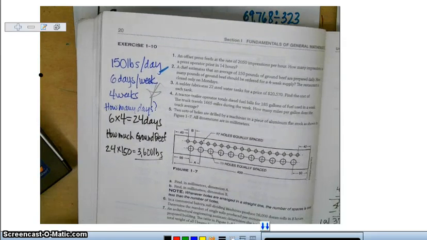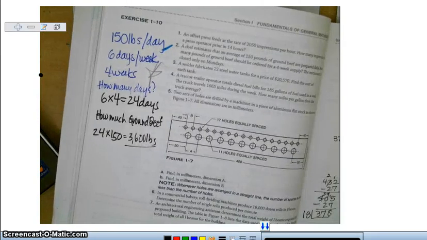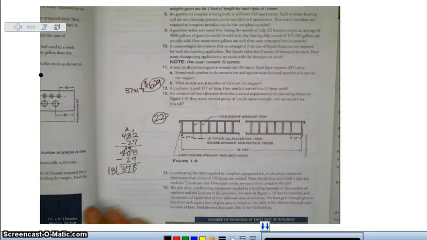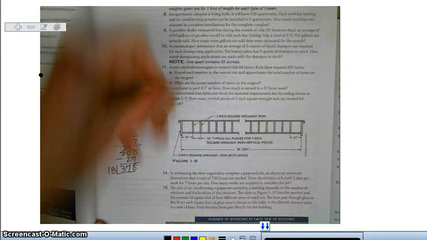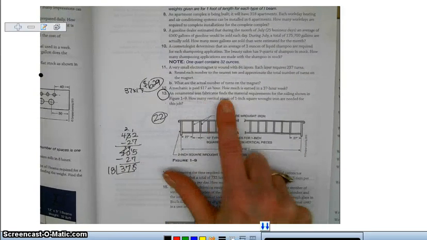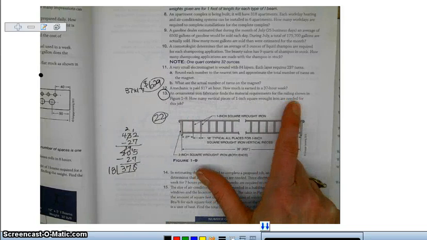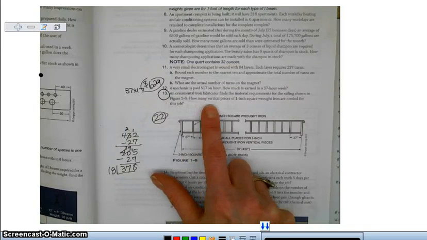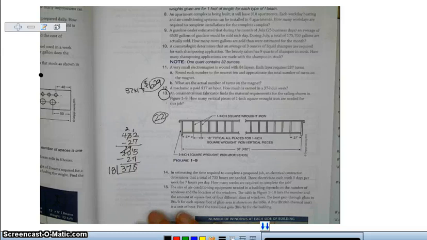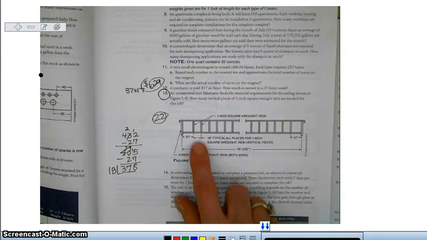All right. So another problem, let's take a look at number 13. No, I don't have 13 on there, but we'll do number 13. Okay. So we're going to move to the next page and just take a look at number 13. So we've got an ornamental iron fabricator finds the materials required for the railing shown in figure 1.9. How many vertical pieces of 1-inch square wrought iron are needed for this job? Okay. So vertical pieces, now they're pointing to these.